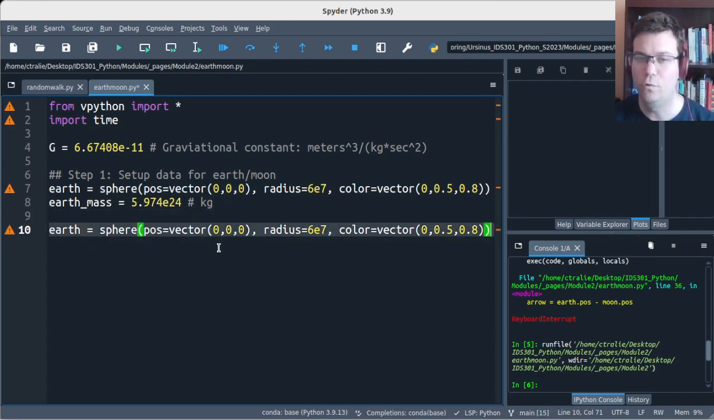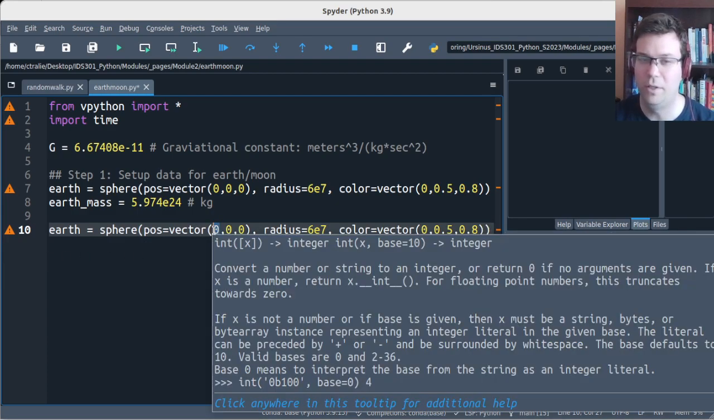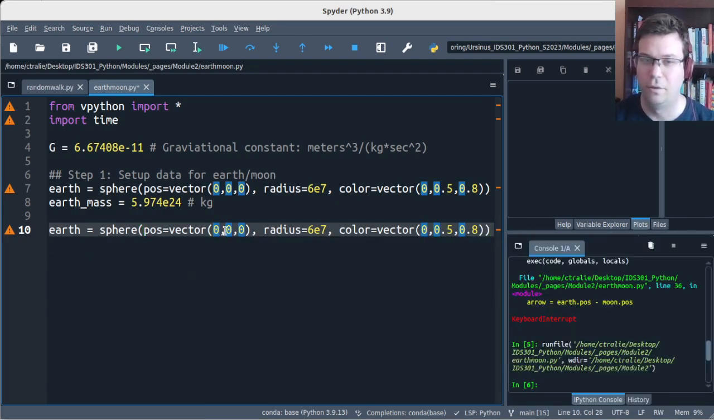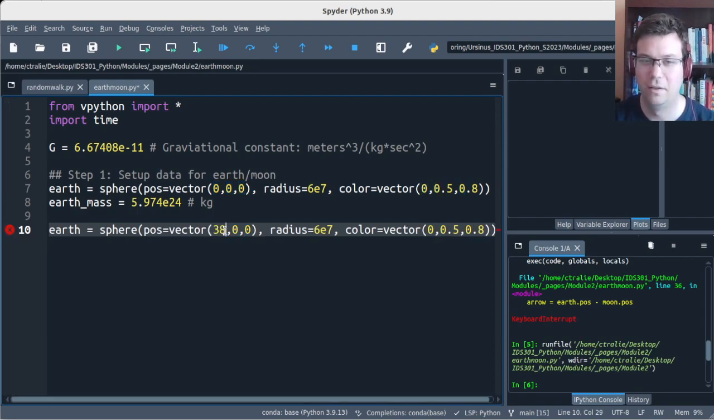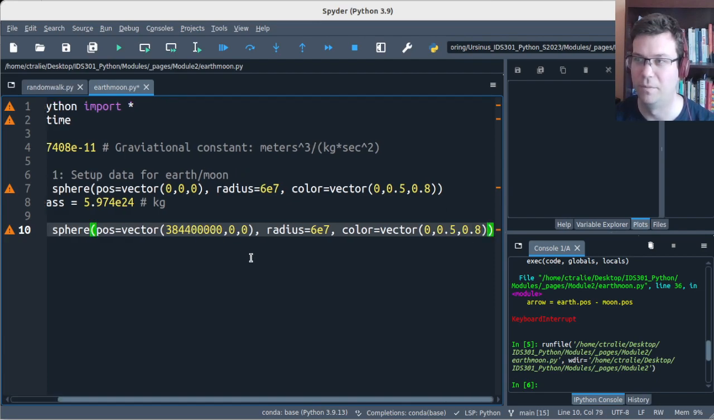So the moon, I'm going to start off pretty far from the Earth. It's going to be 384.4 million meters away. Okay, let me make sure I got that right. It was 384.4 million. So we got our 1,000 million meters away. Okay, that's not that far. The radius is actually about a sixth of the radius of the Earth.